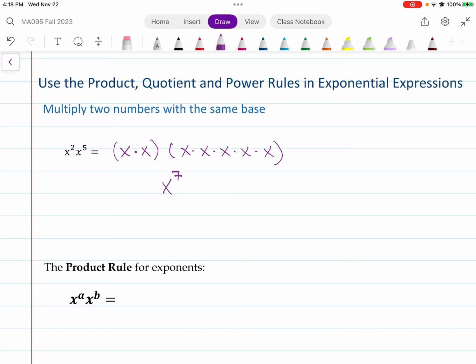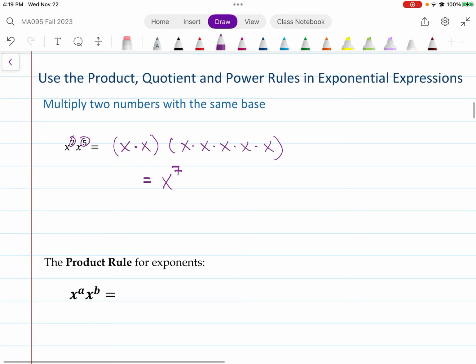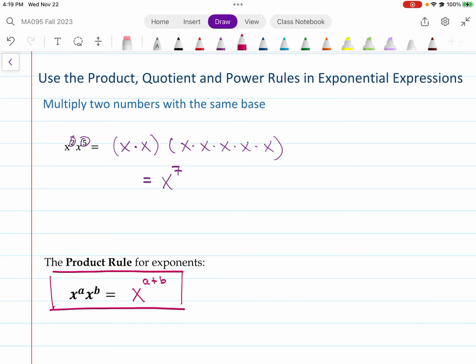There's 7 x's. So what do you think we did with the 2 and the 5? You guessed it, we added them. So the product rule for exponents is, as long as the base is the same, so the base must be the same, we get to add the exponents. So we're going to do that by saying x to the a times x to the b is x to the a plus b. So that's our product rule for exponents.